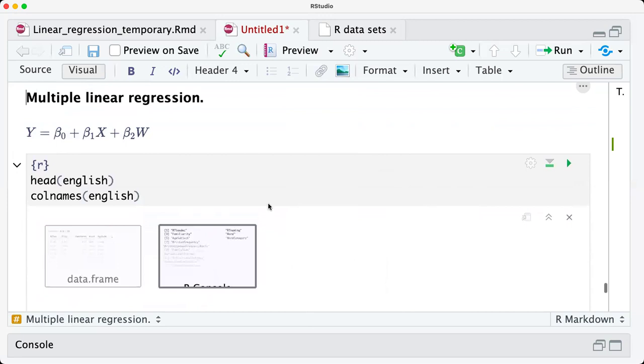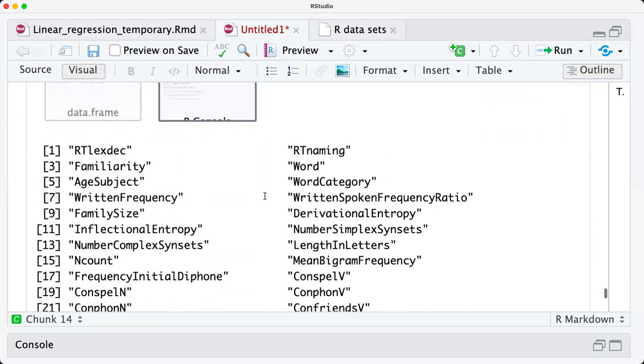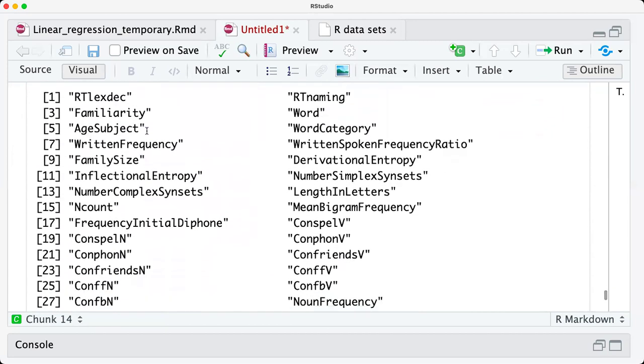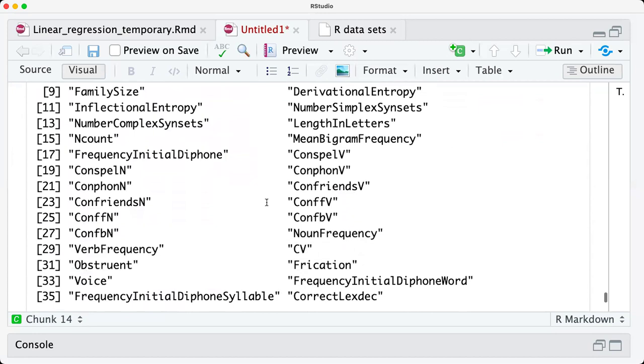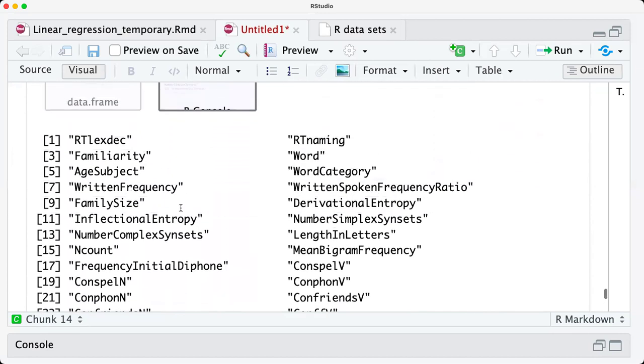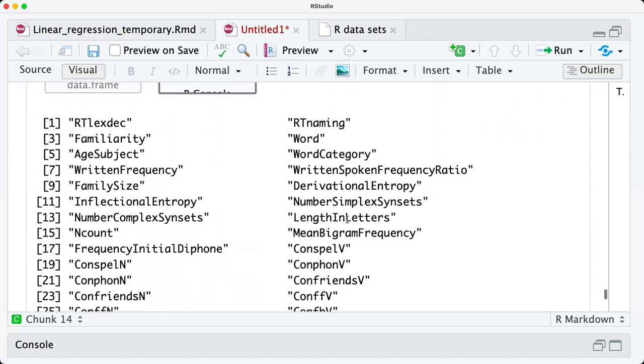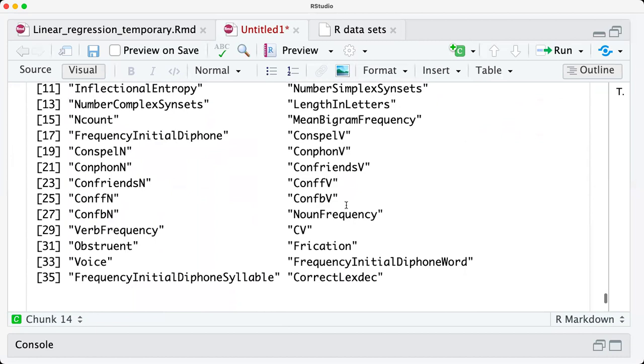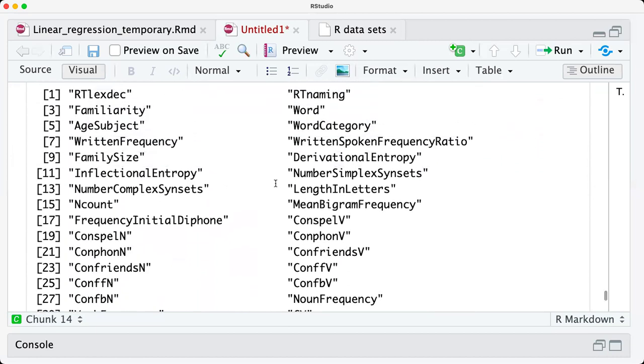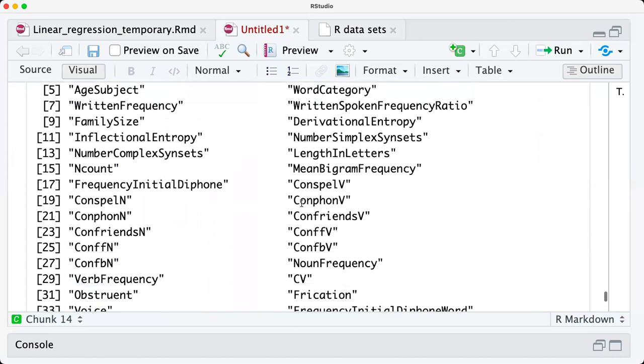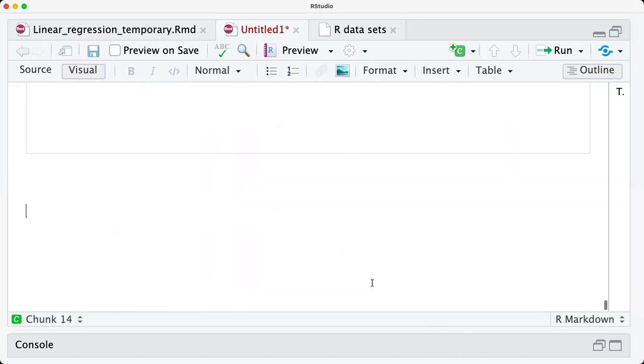Now let's come back to the multiple linear regression. We have to choose another variable, and let's choose, I don't know, familiarity, the length in letters. Of course, the longer the word, the longer the reaction time will be. So let's try to do it.